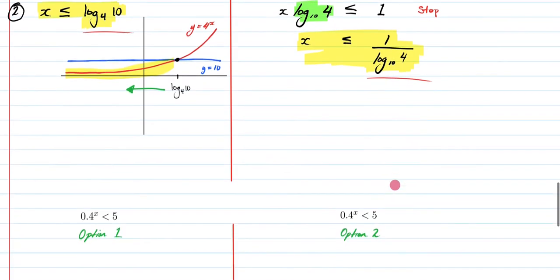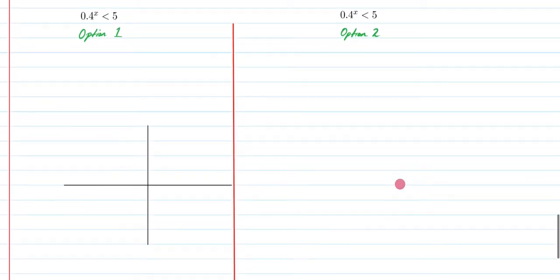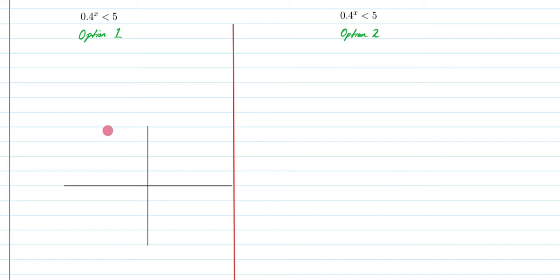Let's now move on to our second example, where we're going to be seeing our two options in play again. So let's first do it with our first option. Remember, we're first going to sketch it. And again, this is where you need to really stop and think, all right, I'm sketching 0.4 to the x. I know because my base is less than 1, it's going to be reflected across my y-axis. So it's going to look like this. So it's going to be y equals 0.4 to the x, and then I'm going to sketch this, y equals 5, which will simply be this. There we go, y equals 5.